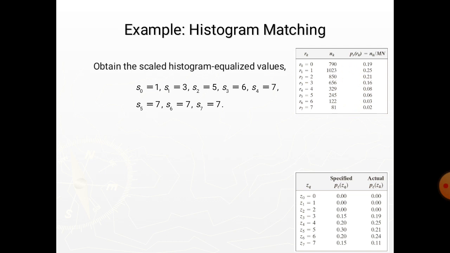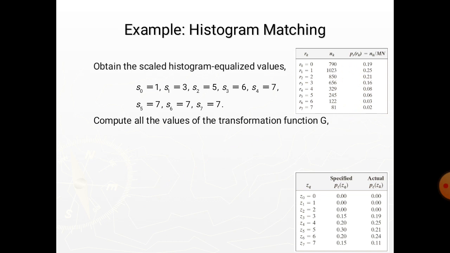So the first step of the procedure is to obtain the scaled histogram equalized values. In that, S0 equal to 1, S1 equal to 3, S2 equal to 5, S3 equal to 6, S4 equal to 7, S5 equal to 7, S6 equal to 7 and S7 equal to 7.